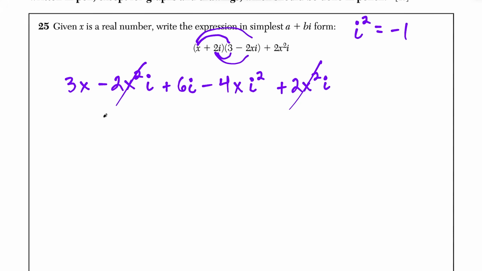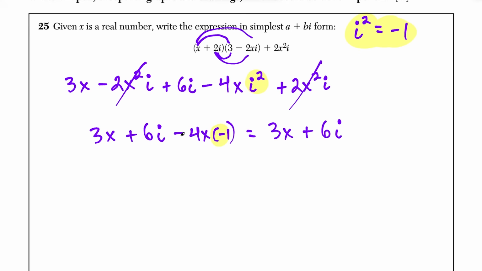So now we're going to go to the next line. We have 3x. We have plus 6i. And now this part, we have minus 4x i squared. This piece, we're going to replace with -1. Okay, so that's going to go over here. We're going to have -1, and we're multiplying that by -4x. And then that was the last term because this term here canceled out. So now this is going to work out to 3x plus 6i, and then -4x times -1 is plus 4x. And now we could combine like terms. We're going to do 3x plus 4x is 7x.